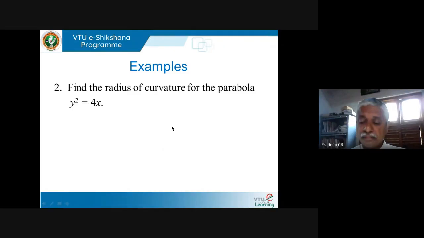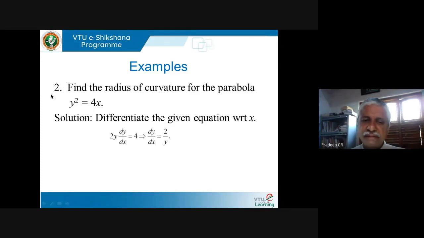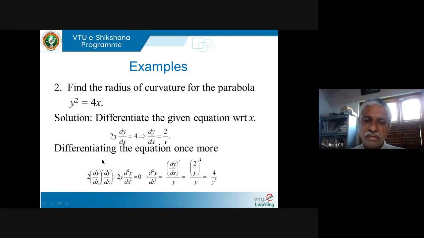But geometrically, it's difficult to do that. So what we do, algebraically or calculus-wise, is differentiate this with respect to x. I'll get 2y dy by dx equal to 4, which means dy by dx is equal to 2 by y. Differentiate this once more. I'll get, by the usual product rule, 2 dy by dx into dy by dx plus 2y d square y by dx square is 0. So d square y by dx square is, 2 gets cancelled, dy by dx whole square by y, but dy by dx is 2 by y. So when I substitute this, I get 2 by y whole square by y, which is minus 4 by y cube.